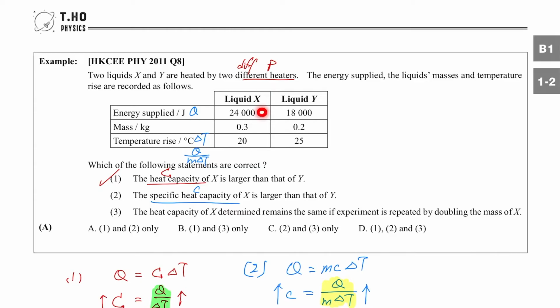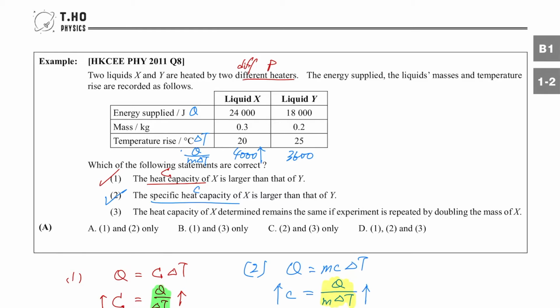For liquid X, Q over m delta T would give us 4,000. And a similar calculation using the data for liquid Y would give us 3,600. So this value for liquid X is larger. For the larger value, there will be a larger specific heat capacity. So it's correct to say that the specific heat capacity of X is larger than the specific heat capacity of Y.